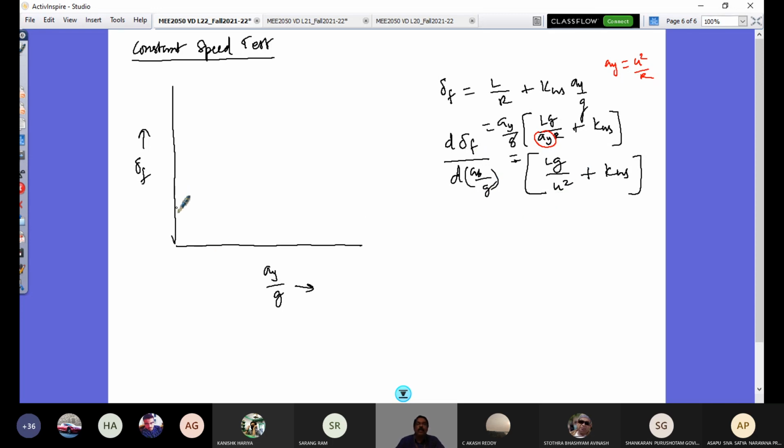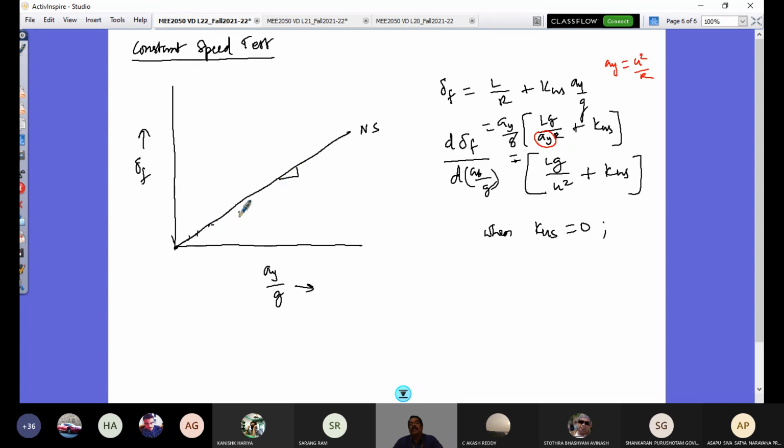So if I plot this now, for the vehicle, when AY by G is 0, there is no vehicle movement. So it starts from here, and I will have a line, and this line slope is going to be constant, and that is the neutral steer tendency. When vehicle behavior is neutral steer behavior, K is 0, but I have this slope given by Lg by u square. So wheelbase into 9.81 by speed square. If I divide, I'll get some value, and we plot that as this straight line.